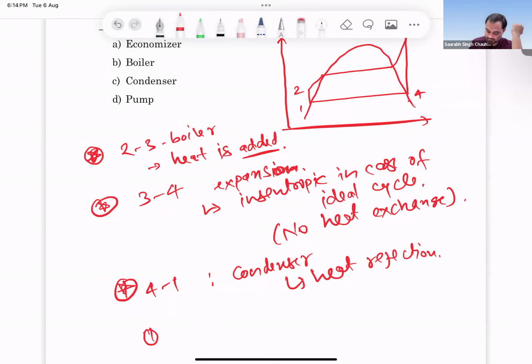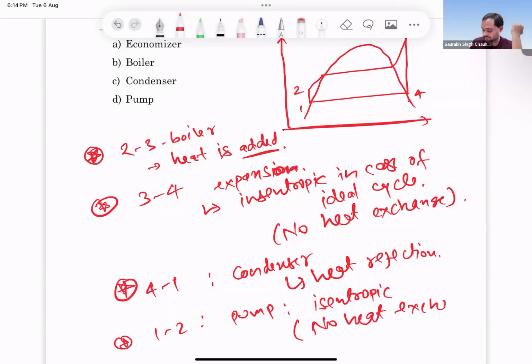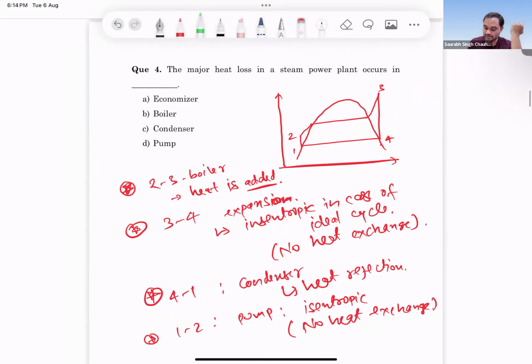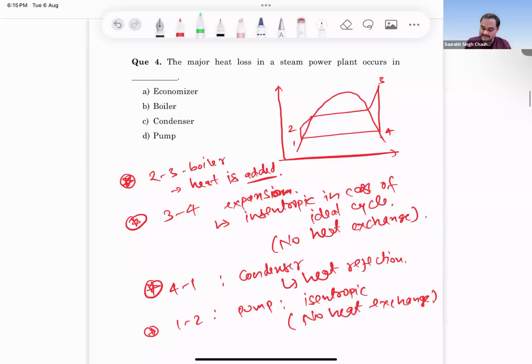And 1 to 2, again, it is pump. So in the ideal case, it will be an isentropic process. So again, no heat exchange. So 2 to 3, heat is added. So no question of heat loss. Heat can be lost, but in net sense, it is a heat addition process.